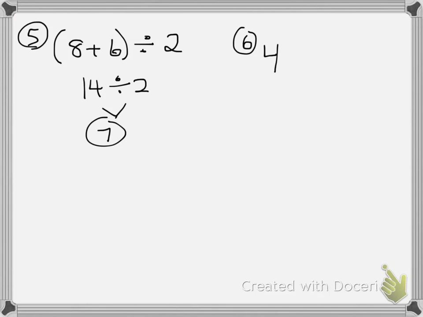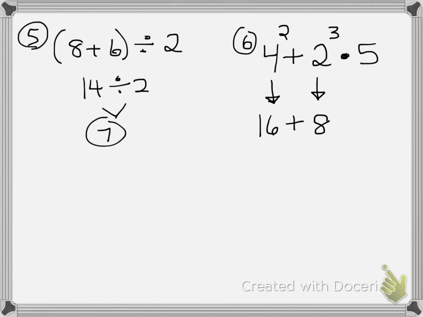Example number 6. Let's do 4 squared plus 2 to the third power, some say 2 cubed, times 5. All right, no more parentheses, but you got powers. So first, I'll do all the problems that have powers. 4 squared means 4 times 4, that's 16. Now 2 cubed does not mean 2 times 3. It means 2 times 2 times 2, and that's 8.